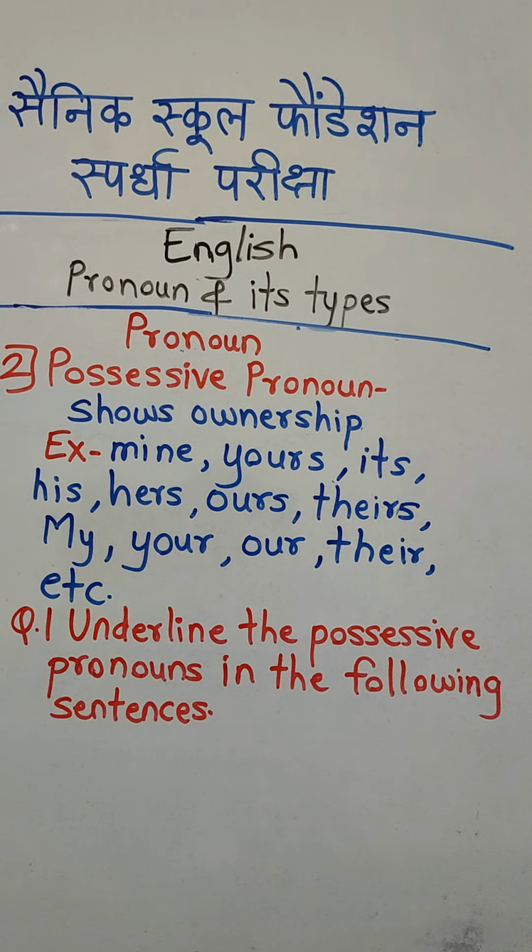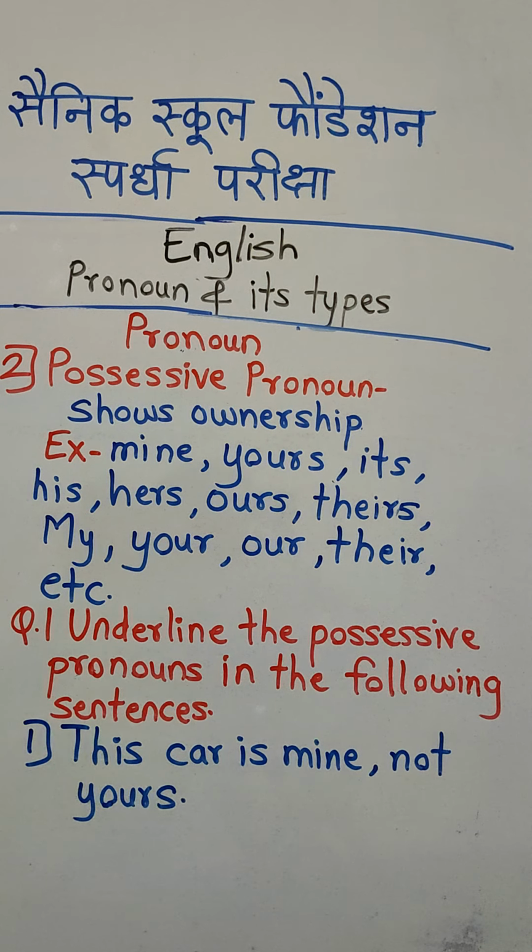Now suppose we have given the question number 1, underline the possessive pronouns in the following sentences. That means we have to identify the possessive pronoun in the sentence and we are going to underline that possessive pronoun here. First example is given, this car is mine, not yours. Here we are talking about the ownership of car. That means whose ownership is there on that car. Here two pronouns are given there, that is mine and yours. Both of these pronouns, they are possessive pronouns that shows whose ownership is there on the car. So that means we have to underline the both words mine and yours here.